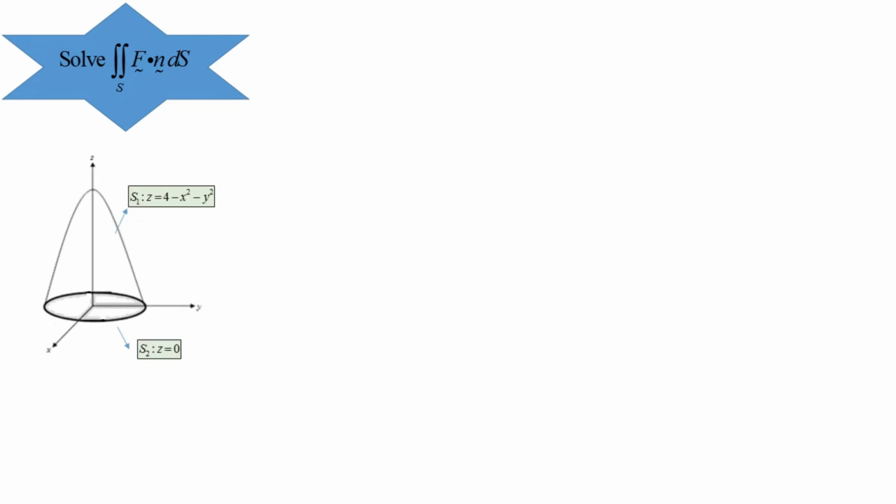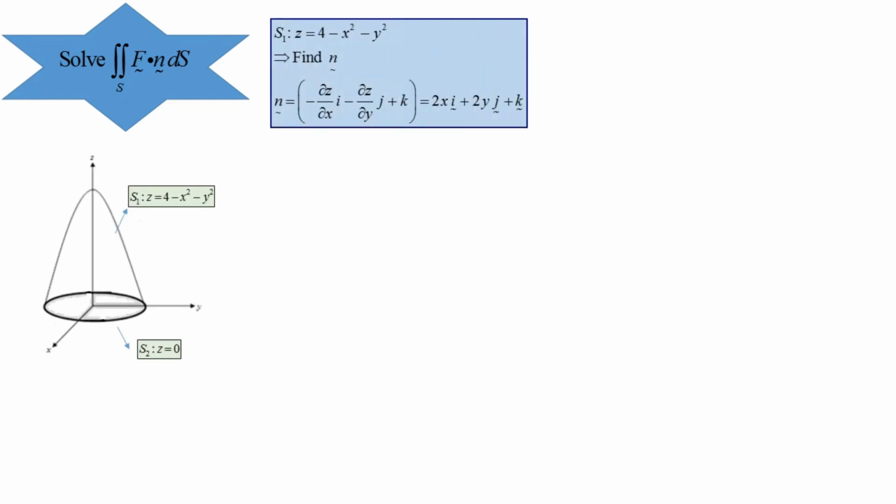Alright, now proceed with the other side, which is the integral of F dot n dS. We have two surfaces altogether. So let us start with surface number 1, which is z equal to 4 minus x squared minus y squared. First step is you have to find n. In this case, the normal vector of z equal to 4 minus x squared minus y squared, as I mentioned before, has to be outward. So it means the normal vector for this surface is upward.